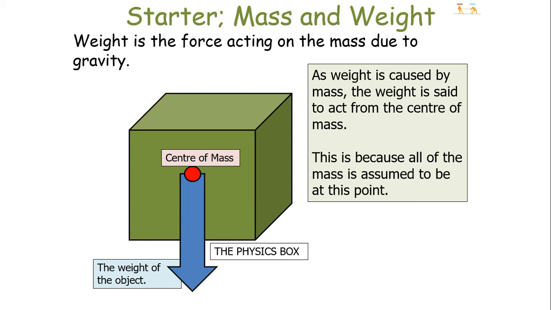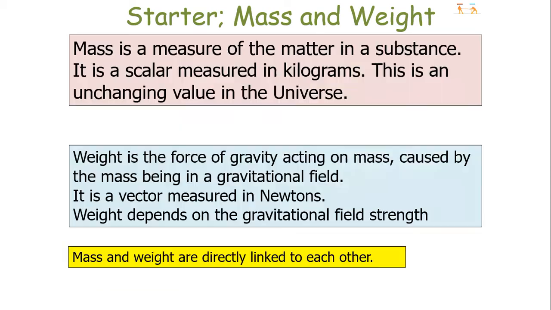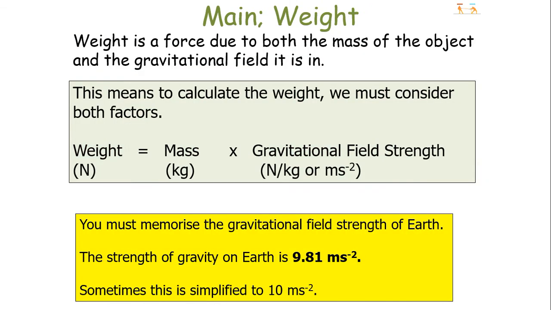Now, we assume the weight acts from the centre of mass because that's where we assume all the mass of the object is. So mass is a measure of the matter in a substance. It's a scalar measured in kilograms. It's an unchanging value in the universe. Weight is the force of gravity acting on mass caused by the mass being in the gravitational field. It's a vector measured in newtons, and weight depends on gravitational field strength. Mass and weight are directly proportional to each other.